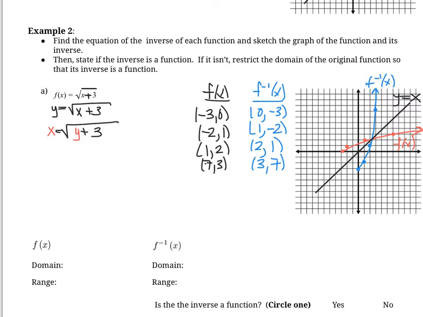Let's actually do it in black. So I'm going to square this side, and I'm going to square this side. Okay, so our squared and our square root are going to cancel each other out. So we're left with x squared is equal to y plus 3.